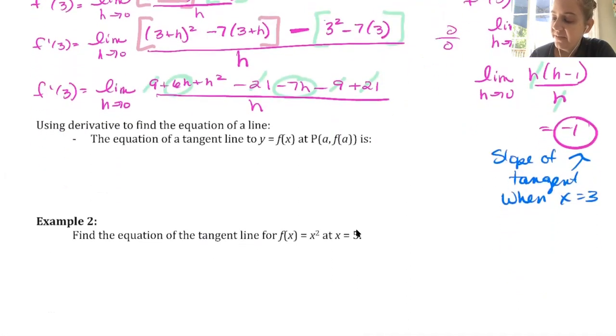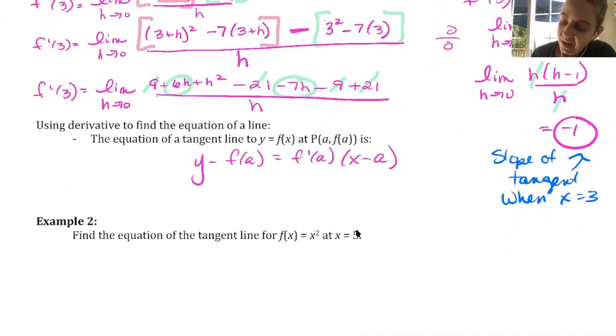Using the derivative to find the equation of a line, the equation of a tangent line to y equals f of x at a specific point P, which is (a, f of a), is equal to this. Let's go back to pink. y minus f of a is equal to f prime of a times x minus a. That should look familiar to you.